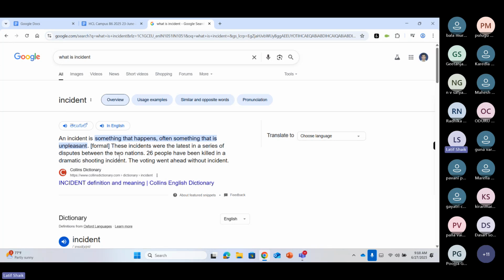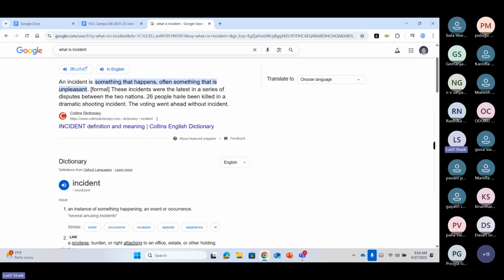Okay, the correct one, what is incident is an English meaning. That's the correct one, no problem. But the thing is, what is relevant to our IT, or at least something more meaningful. Instead, something happened after something that is unpleasant.